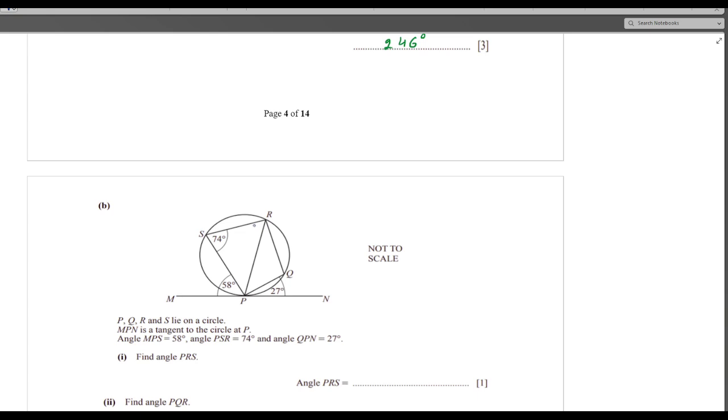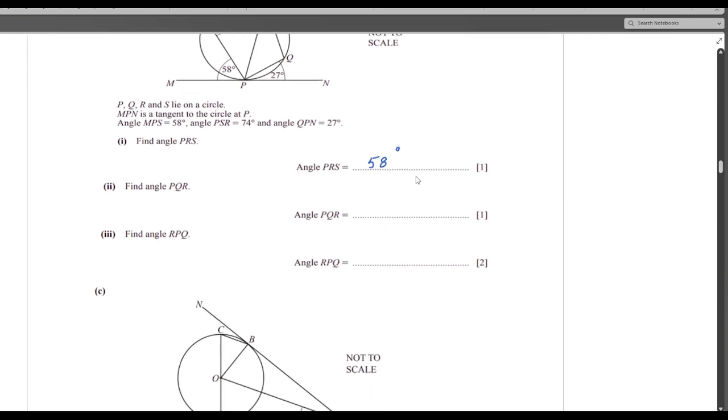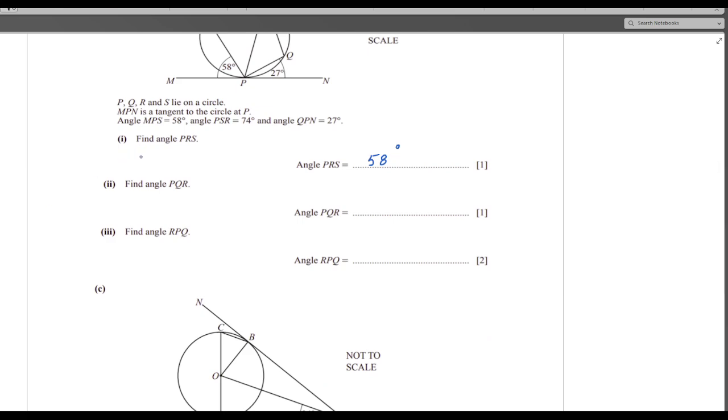So first we need to find this angle. By the concept of angle in the alternate segment, angle PRS will be 58 degrees. So PRS is 58 degrees. We call this the alternate segment theorem.